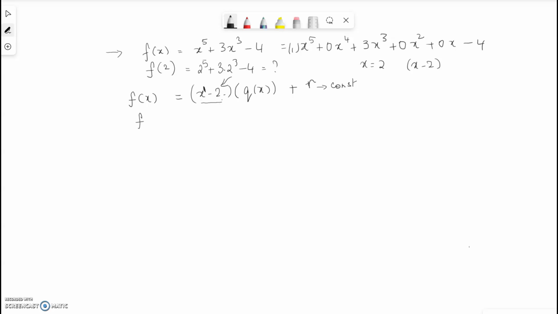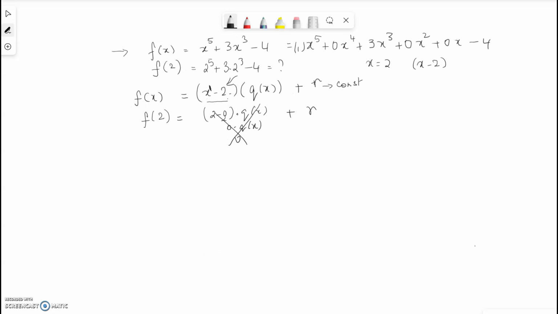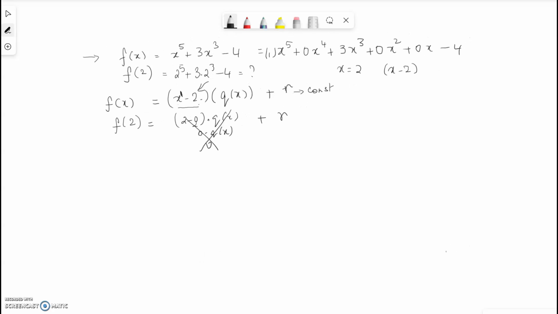So if I had to evaluate the function at 2, I would plug in a 2, so that would be 2 minus 2, which is equal to 0, times q of x. So 0 times whatever is going to be 0, so that doesn't really count. So the value of the function at 2 is just equal to the remainder. So the quickest way of doing division by x minus 2 is using synthetic division.